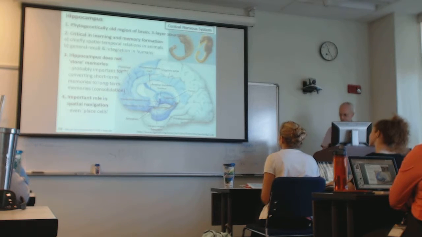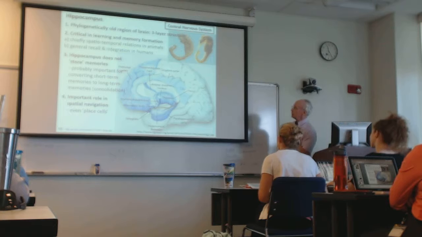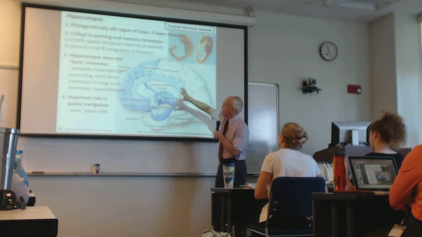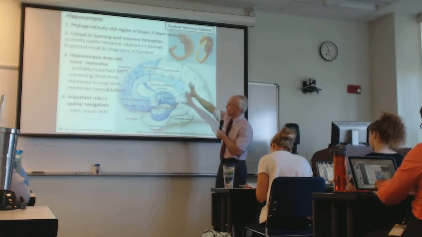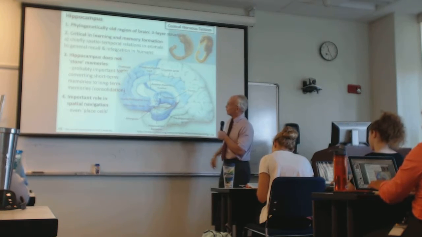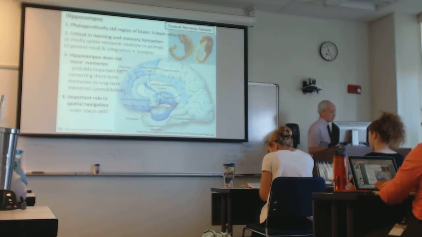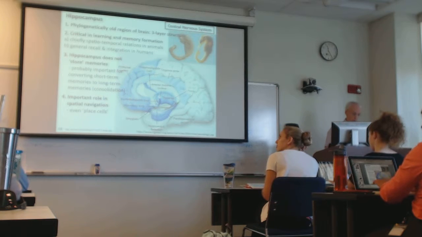It, like the cerebellum, has a 3-layer organization, which is unusual because, as we're going to find out when we talk about the cerebral cortex, most of the other regions of the higher brain have a 6-layer organization. But this is phylogenetically older, and it's retained its 3-layer organization.